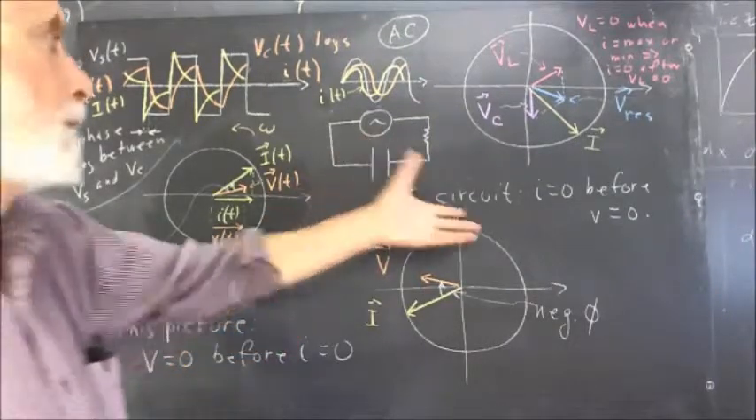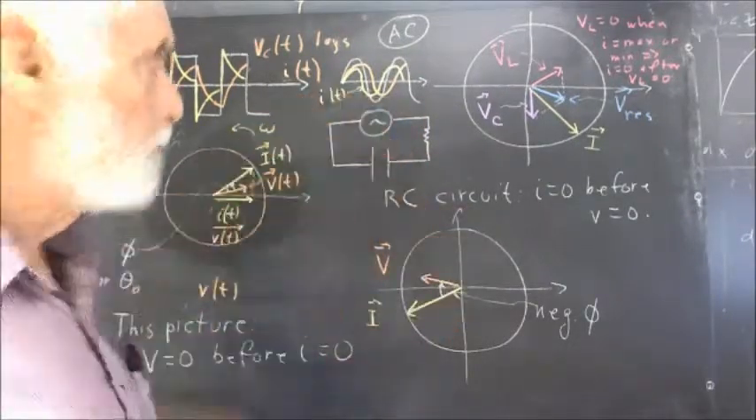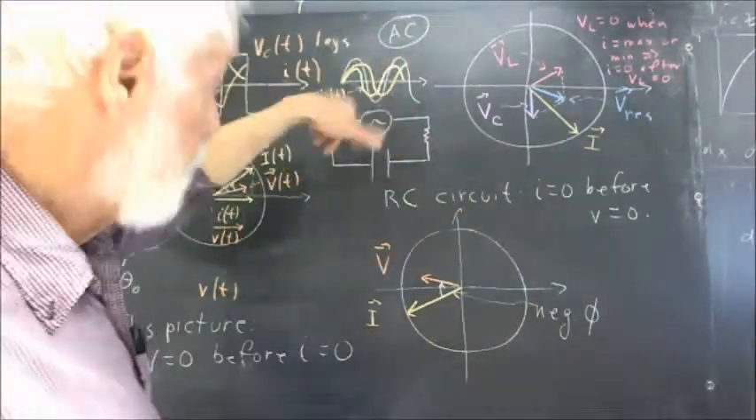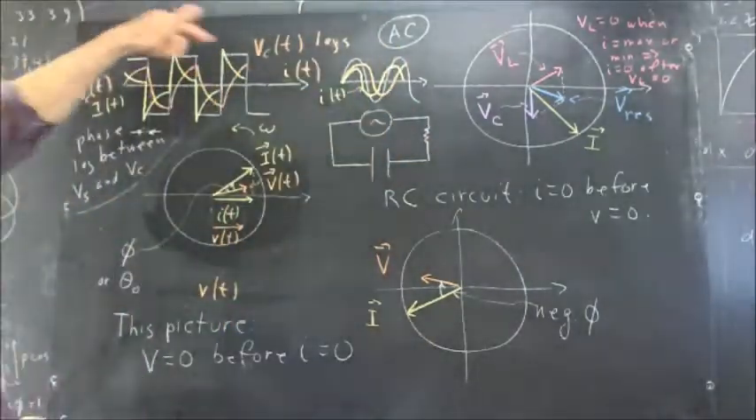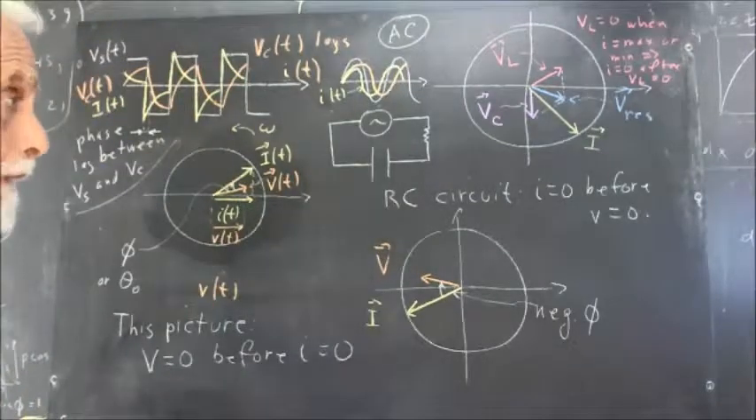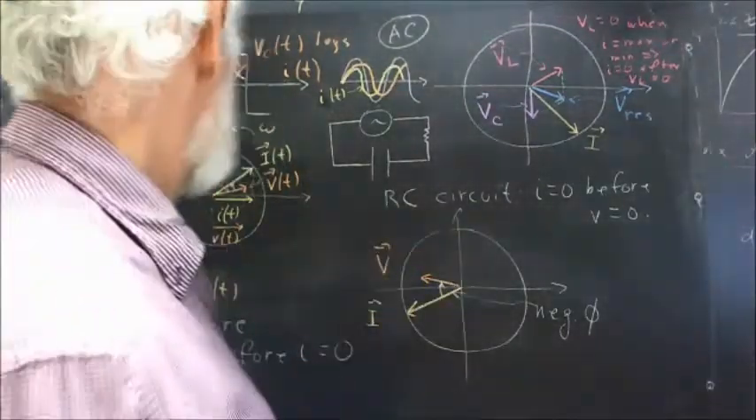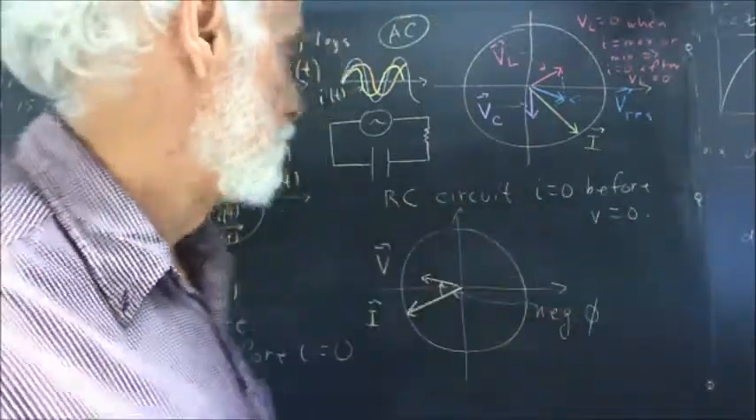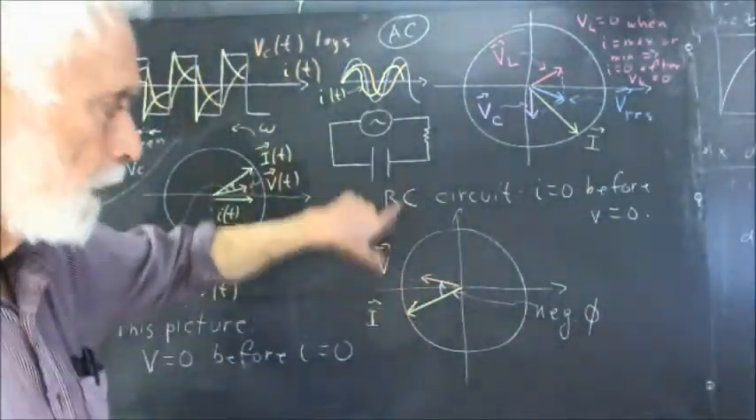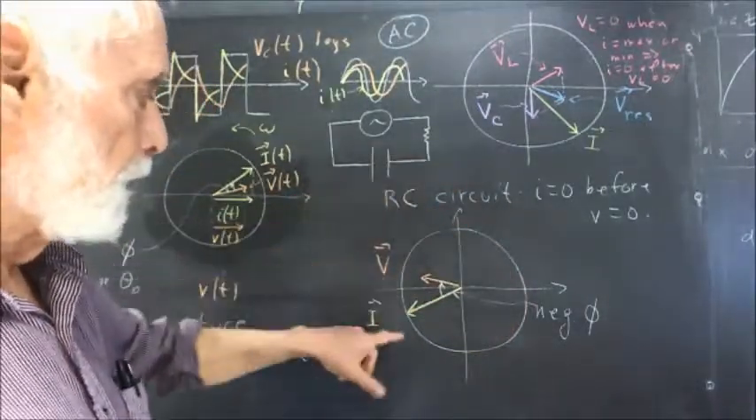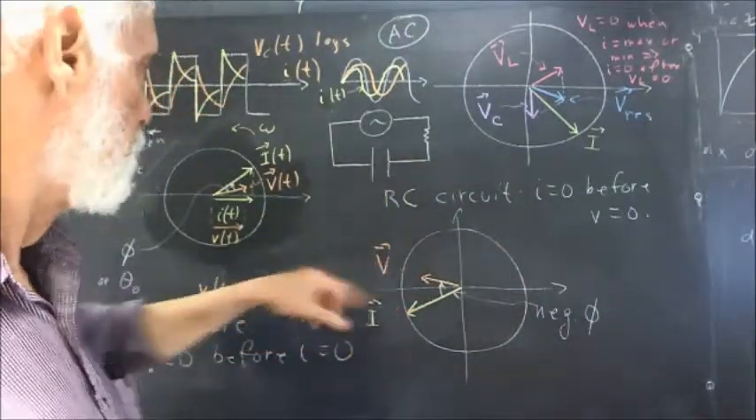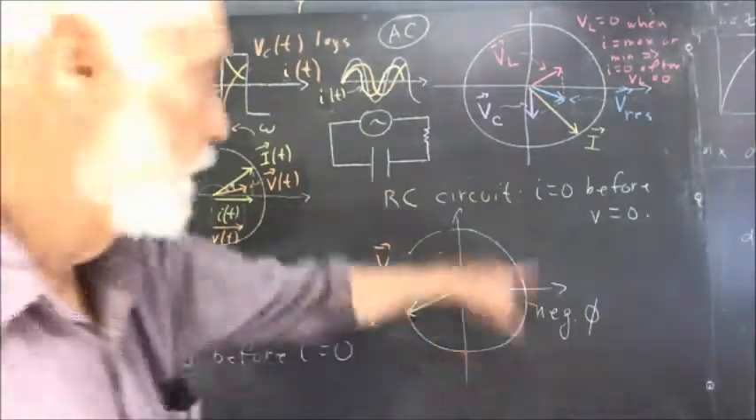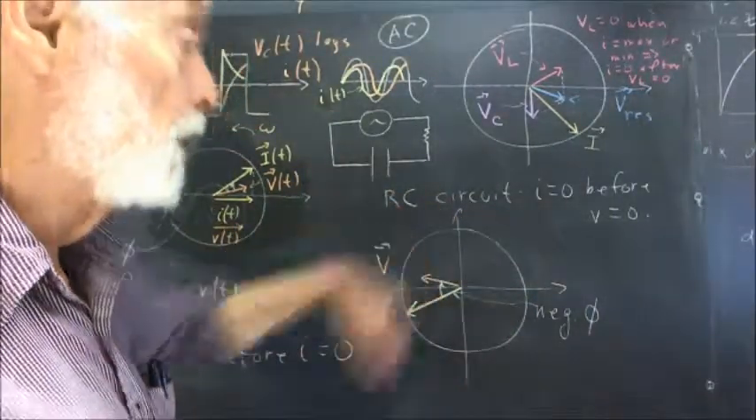Okay, here's another picture. Here's your RC circuit. This is the behavior of the AC circuit. If you have an AC source, this would be the behavior if you have a square wave. In the RC circuit, current reaches zero before the voltage does, so that you have this phase relationship between the current and the voltage.